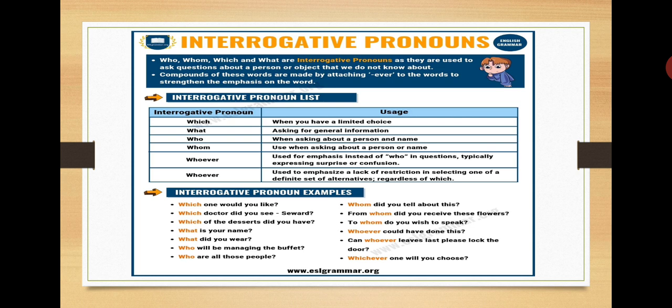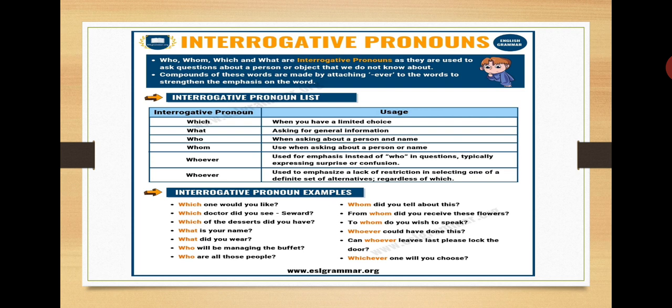Then the fourth one, interrogative pronouns. What are interrogative pronouns? Pronouns like who, what, which, whom, whose are called interrogative pronouns when they are used to ask questions. For example, who painted this picture? What does he do for a living? Which is your pen? Which of the desserts did you have? What did you wear? So, these are all interrogative pronouns.